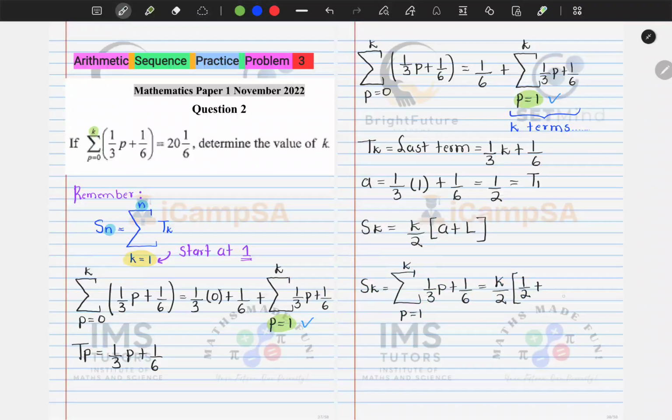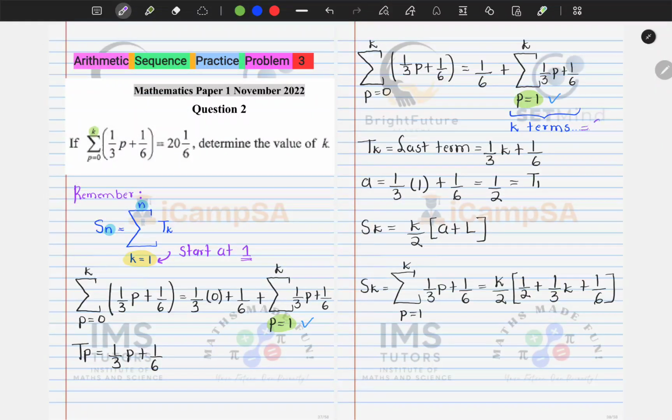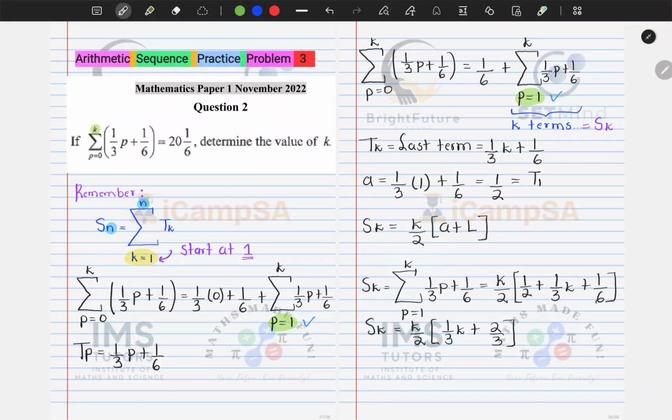If you look carefully, the last term is just given by 1 over 3k and then plus 1 over 6. So that gives us that portion there, which we are just going to call sk. That's the sum of k terms. So if we have a look at our sk, you will see that we'll just have k over 2 into, inside we have 1 over 3k, and then plus, when we add half with 1 over 6, what we end up getting is 2 over 3. So that is what we have.